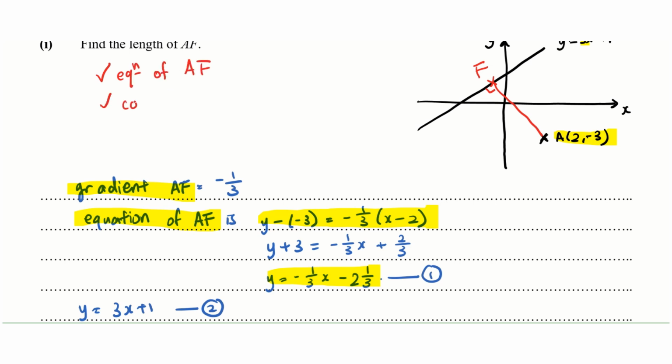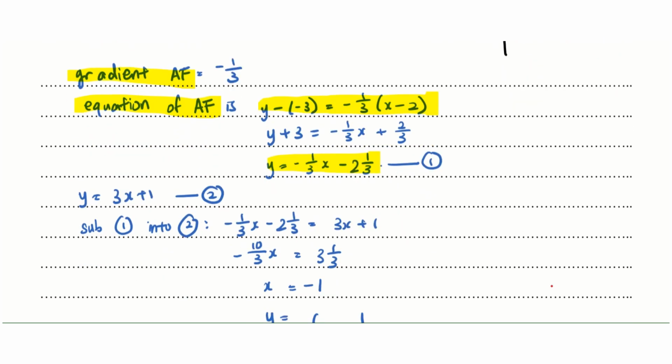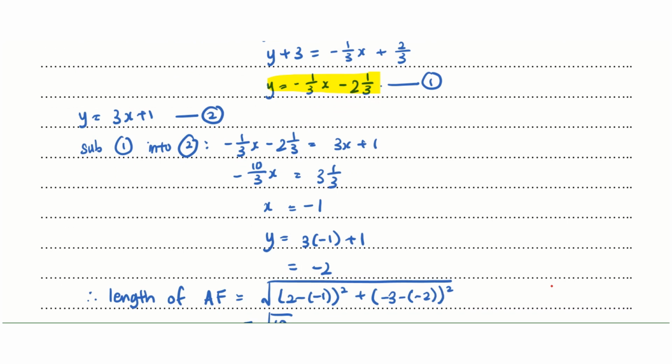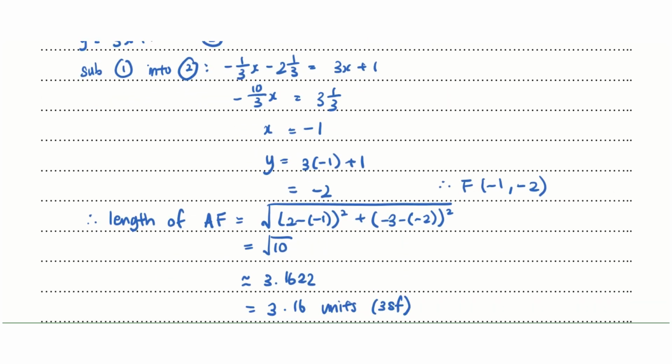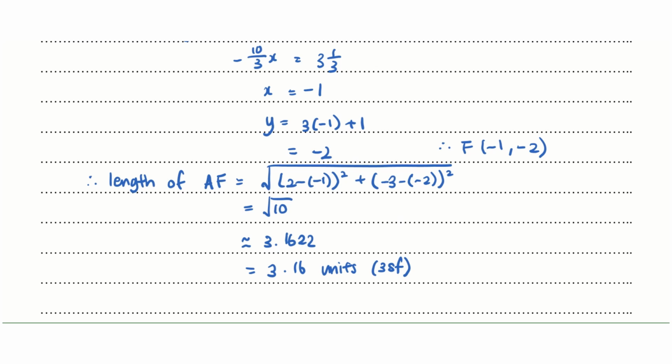Next, I will need to find the coordinates of F. This can be done by solving the two equations simultaneously, and I will get x = -1 and y = -2. So the coordinates of F will be (-1, -2). Now that I have found the coordinates of F, I will go on to apply my length formula to find the length of AF. My final answer will be 3.16 units when rounded to 3 significant figures.